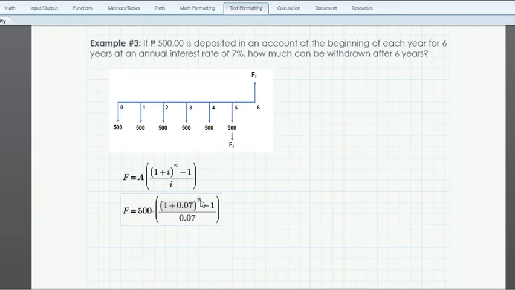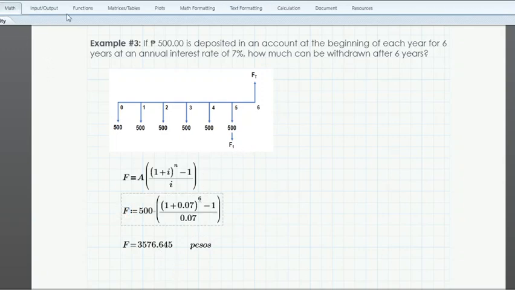Then for N, how many times will you deposit 500 pesos? You have 1, 2, 3, 4, 5, and 6. 6 times, so N is replaced with 6. Therefore, what is our F? What is the equivalent amount of all the 500 pesos we will deposit within 6 years? F is equal to 3,576.645 pesos. Let's put a subscript so you won't get confused.